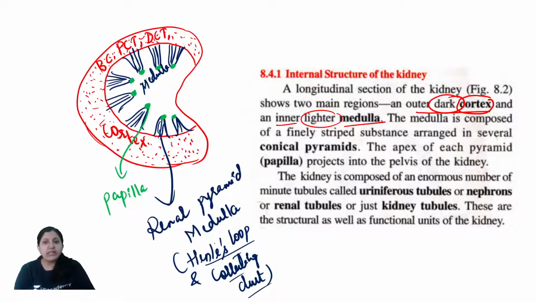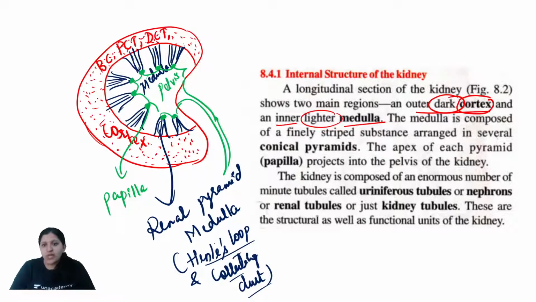It is projecting in the pelvis. Now this part here, where they are projecting, is actually forming the pelvis region, and it will continue as a ureter. This region is the renal pelvis. This whole area is completely a pelvis in the medulla region itself, but it is a pelvis because all the papillae are projecting into this and it is forming a pelvis.